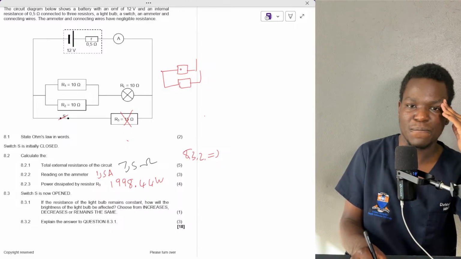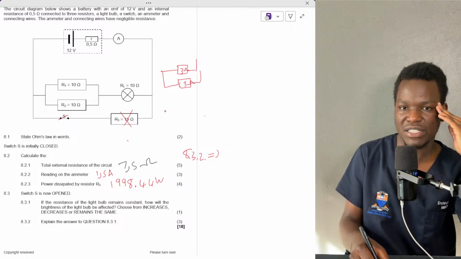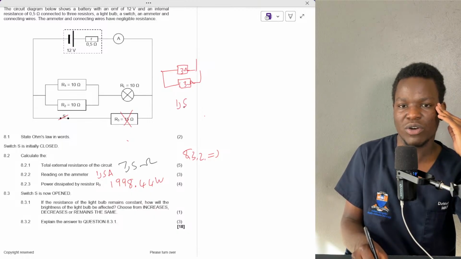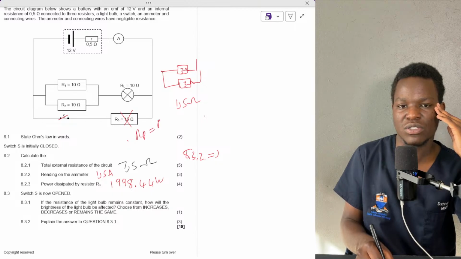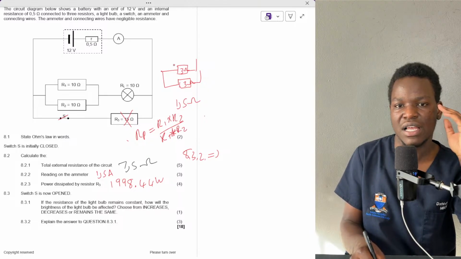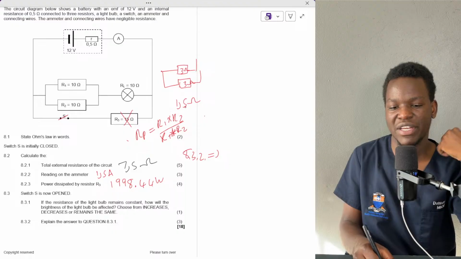So let's say this one is 3 ohms, this one is 3 ohms. Now if we find the total equivalent resistance of this, it will be 1.5 ohms, using that formula of Rp equals R1 times R2 over R1 plus R2. Why? How did I find it? It's half. If we use the same number, it gives you half.